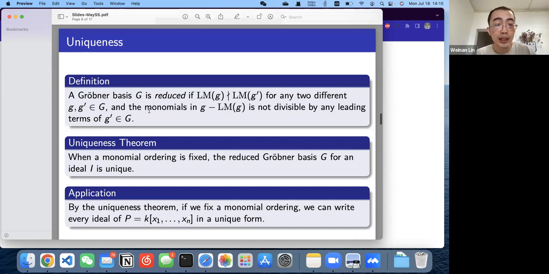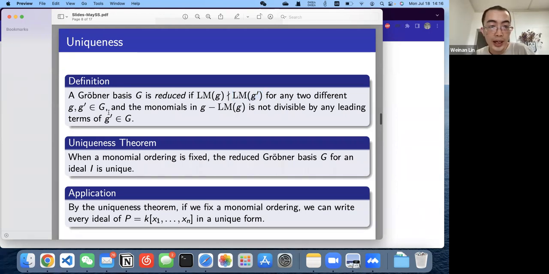Next, I'm going to talk about the uniqueness of the Gröbner basis. So it's a little bit similar to linear algebra. We also have a more reduced version of the Gauss elimination. I think it's called reduced row echelon form. So here we also have a reduced version, where you have to guarantee that all leading monomials of the Gröbner basis do not divide each other. If you have something divisible, then you just abandon that. Then you get the same Gröbner basis for the same ideal.